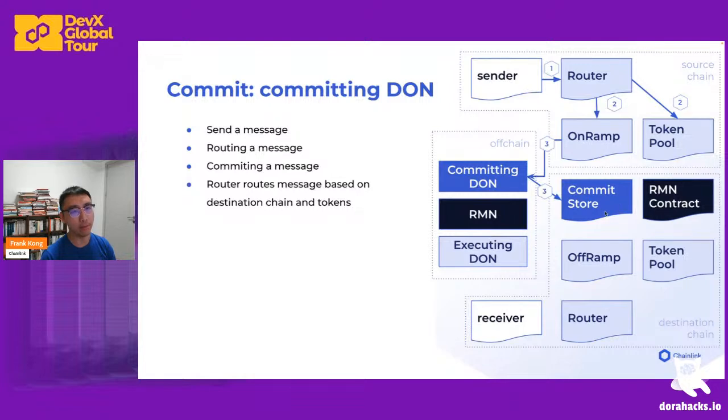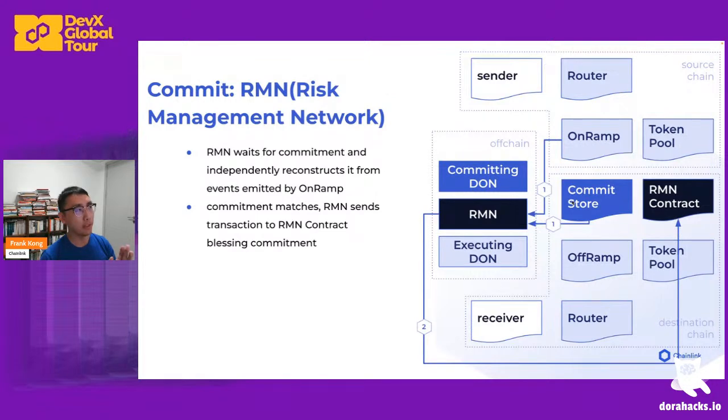So the cryptographic proof of the transactions saved on the on-ramp will be crossed from the source chain to the destination chain. And that is step one, the commit. And after the commit is done, we have the second row on the off-chain.